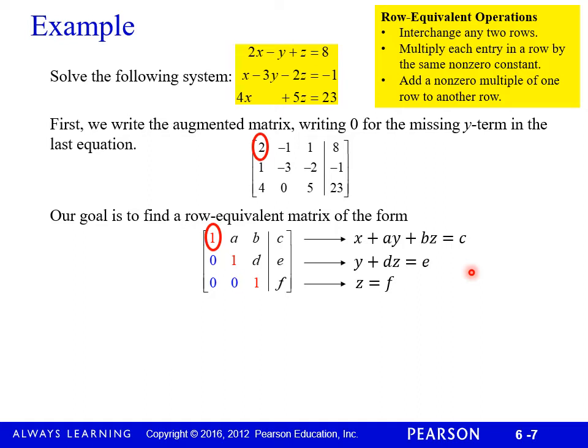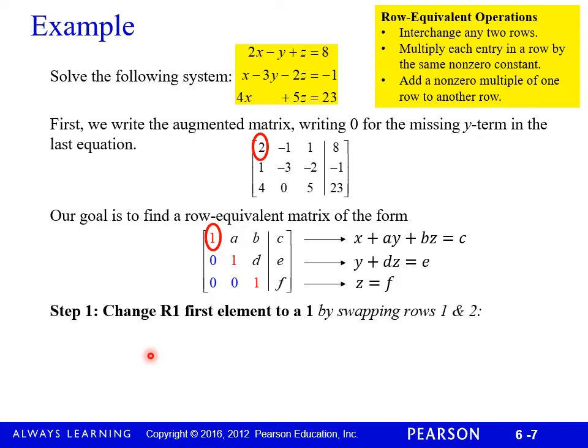So the first thing we need to do is start in the upper left corner. We're going to work a column at a time. And the first thing we need to do is to change the 2 in our original matrix. We need this to be a 1. Remember, we're trying to transform this matrix to look like this, with 1s in the downward diagonal and zeros beneath those 1s. Okay? So how can we do that?